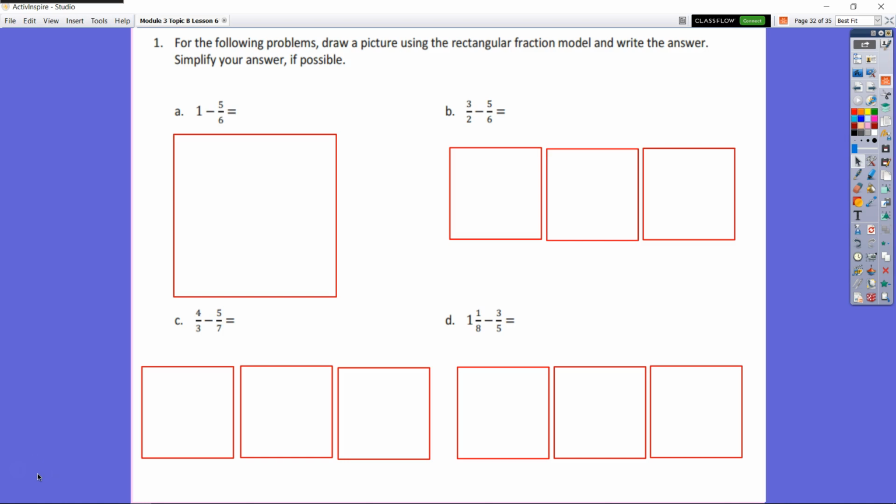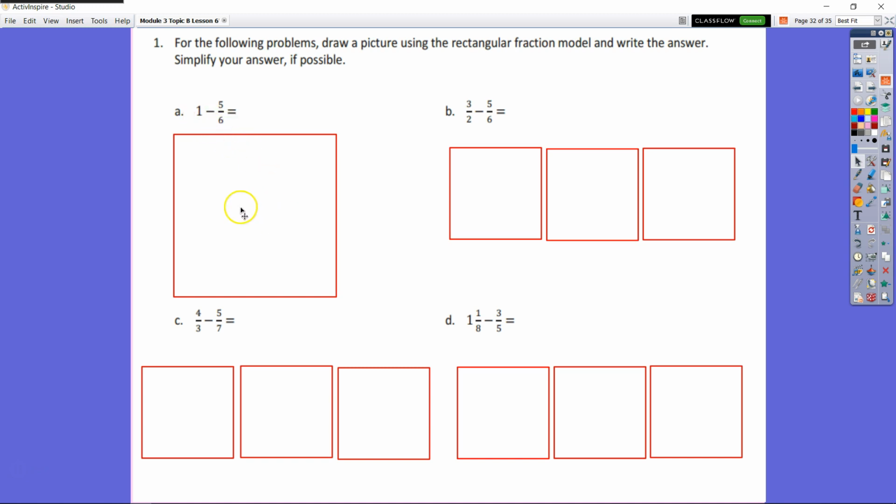Homework helper for lesson 6. So this is topic 2, lesson 6. And for each of the following problems, we're going to draw a picture using the rectangular fractional model and write the answer. And if we can, we're going to simplify it. Let's go ahead and take a look at number 1.